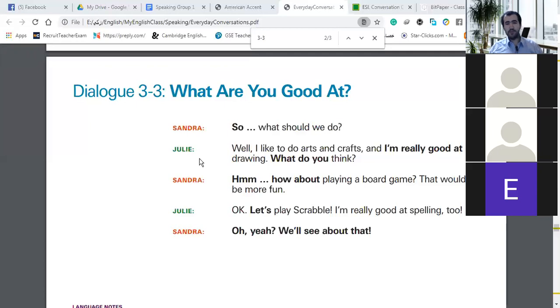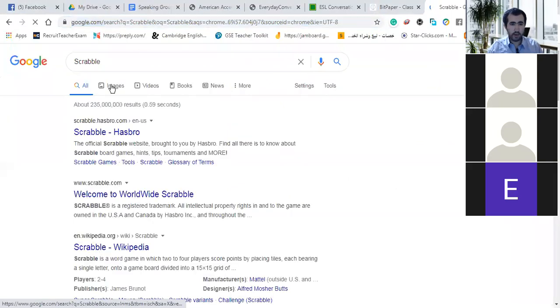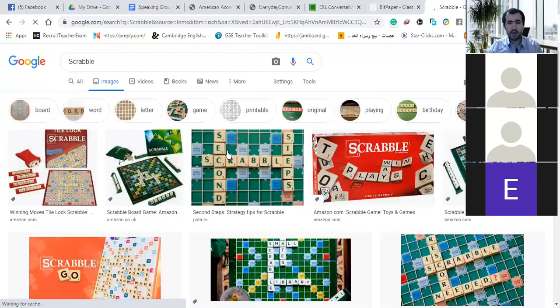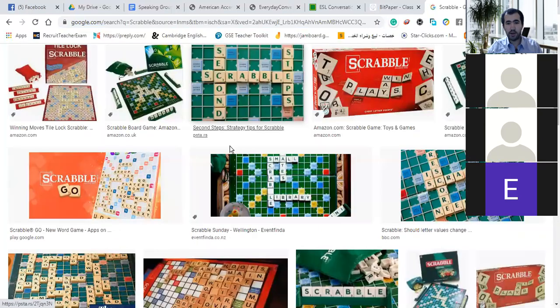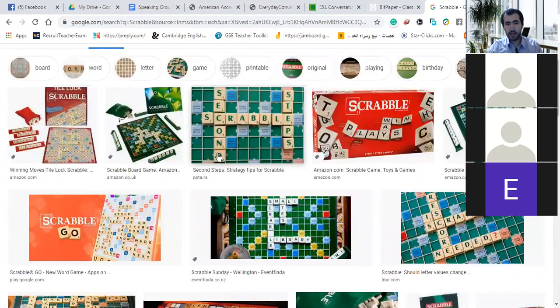Good job. So Scrabble is one of my favorite games actually. I used to play it with my friends in Cairo when we went there. The main focus of this game is to make as many words as you have letters for. You can play it from up to down and from left to right.